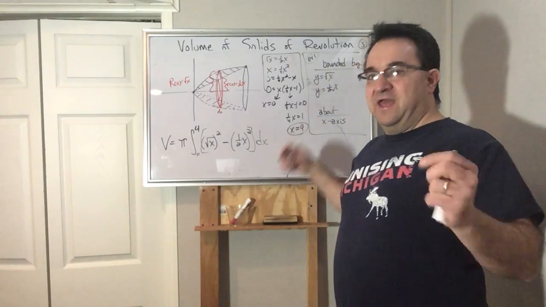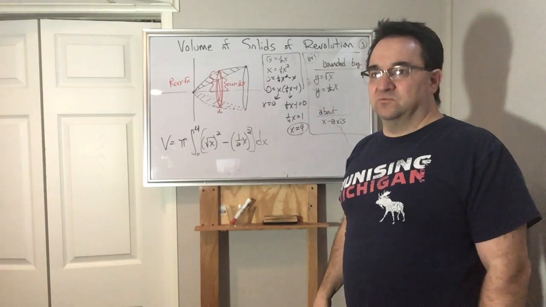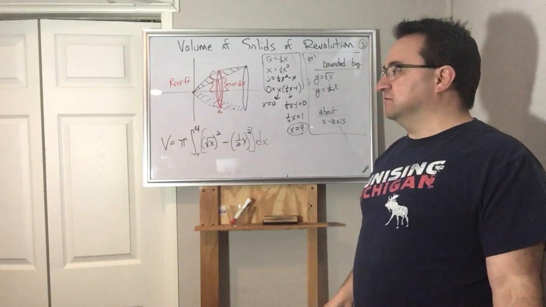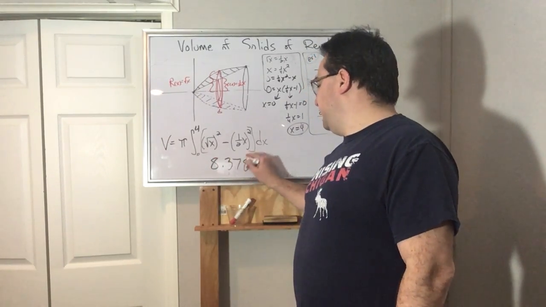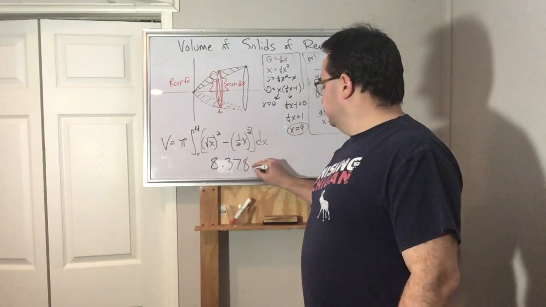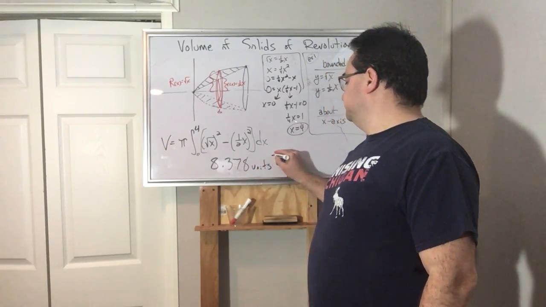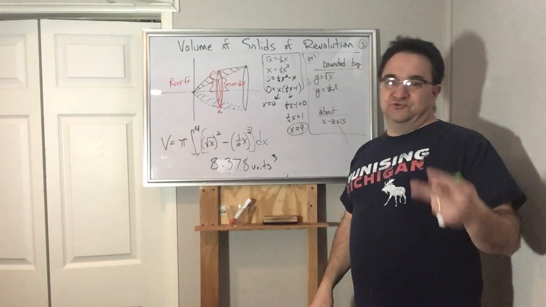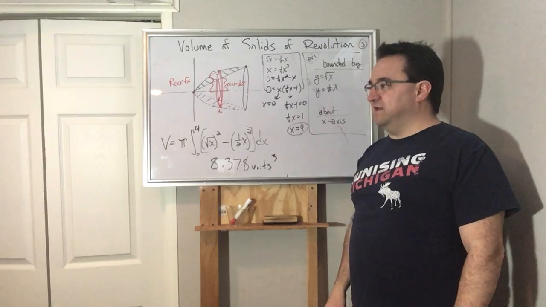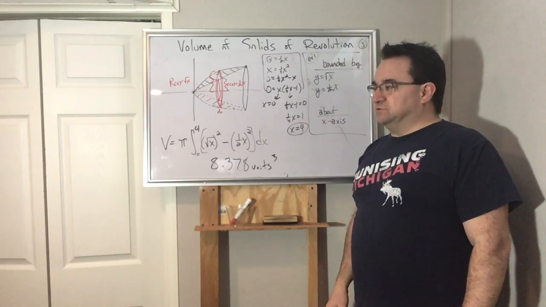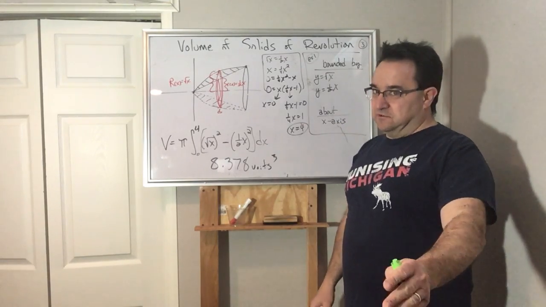Once I get here, the heavy lifting is done. You've done the hard work. The rest, you just punch it in your calculator. I already did that, and I got 8.378, and this is a volume, so units cubed. Now I want to do 2 more examples of this, just like the whole thing from beginning to end. So let's start number 2 here.